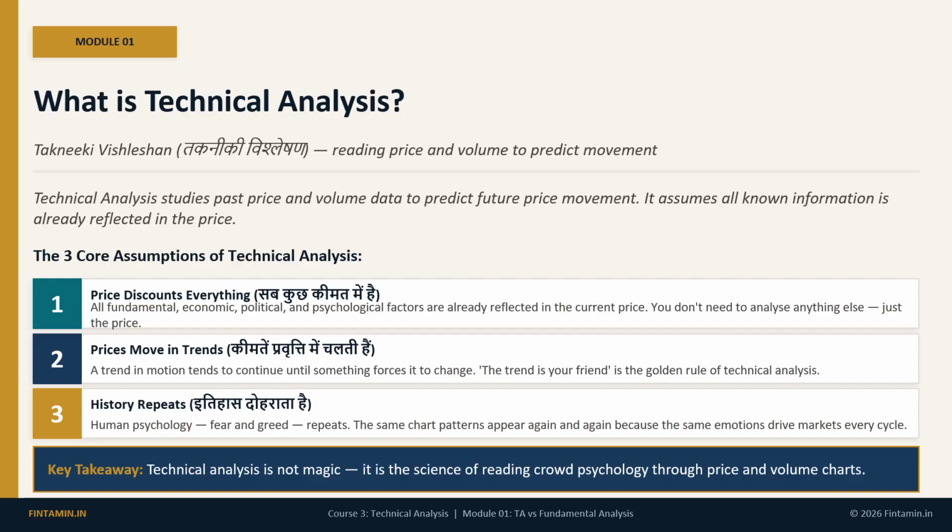Assumption number 1 is price discounts everything. All available information like company fundamentals, macro data, geopolitical events, market sentiments, etc. is already reflected in current market price. You do not need to analyze earnings reports separately. The price chart already has that information priced in.